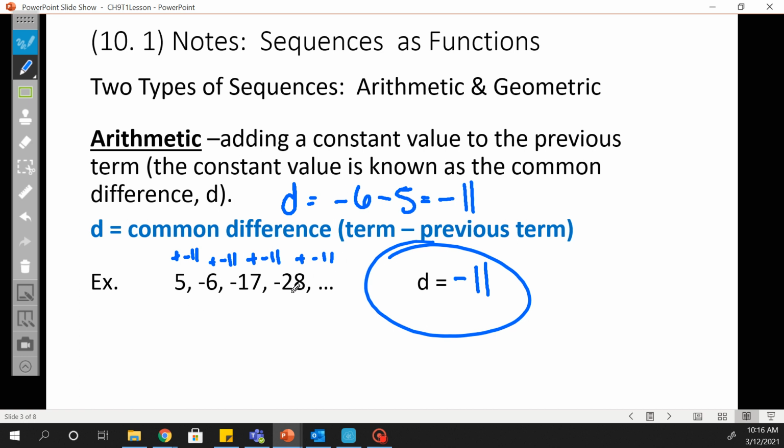Now, if you were to graph these points, 5, -6, -17, -28, against their term number, so the first term graphed at 5, the second term at -6, then this would create a line. Or it would look like a line. The shape would be a line. Arithmetic sequences are closely related to linear functions. When you're talking about a line, the common difference is referred to as the slope.